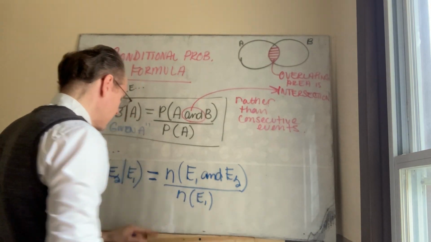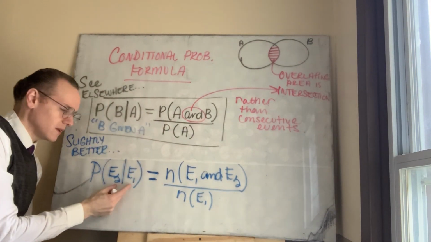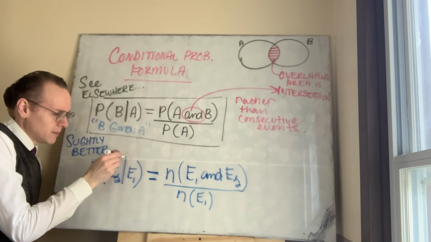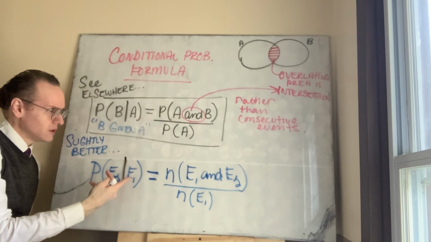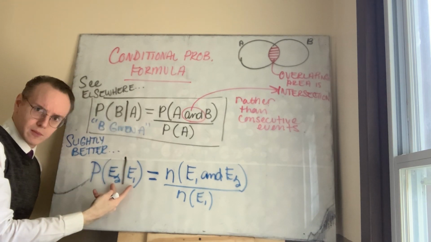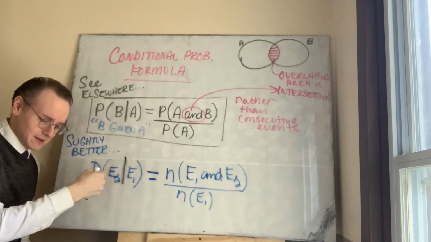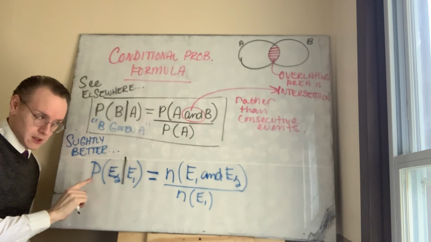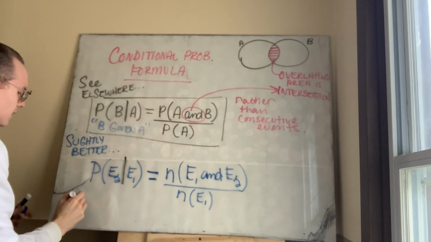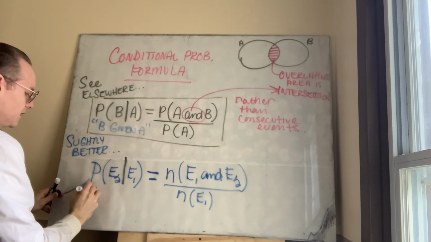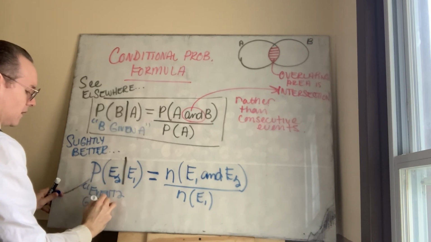Now let me say up front, aside from the obvious, that we're opting for, in this case, subscripts to make a distinction between two different characteristics. Instead of using A and B, we're using E subscript 2, E subscript 1. This is the first, this is the second. Yes, ironically, the second is written in the front. Why? Because you would read this as the probability of event 2 given event 1.